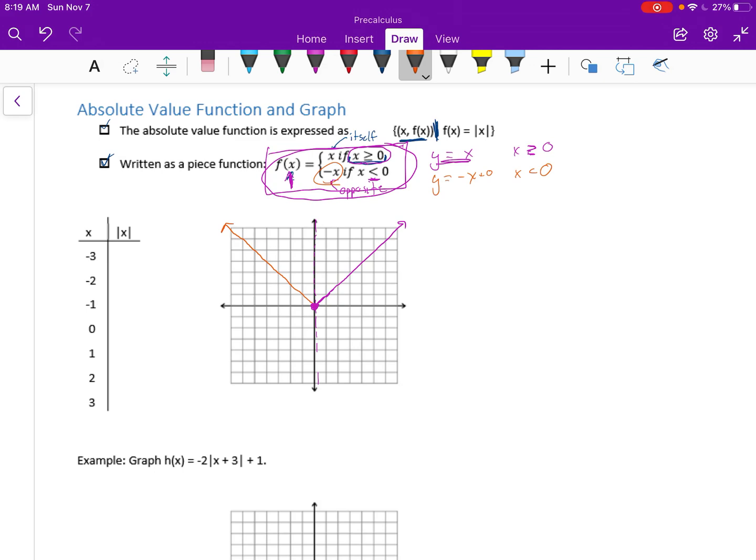We also could have just done the absolute value of negative 3 is 3. The absolute value of negative 2 is 2. Absolute value of negative 1 is 1. Absolute value of 0 is 0. Absolute value of 1 is 1. Absolute value of 2 is 2. And 3 is 3. And you see all those points on there. So we need to know by memory that the absolute value function looks like this, a V.